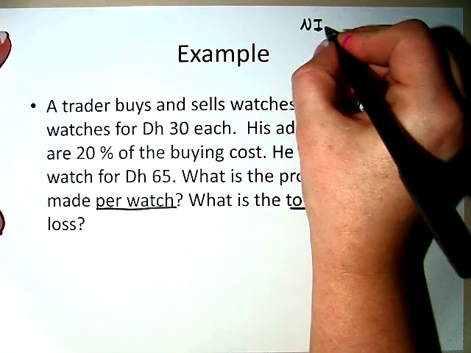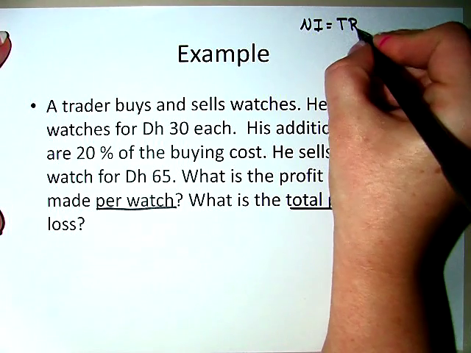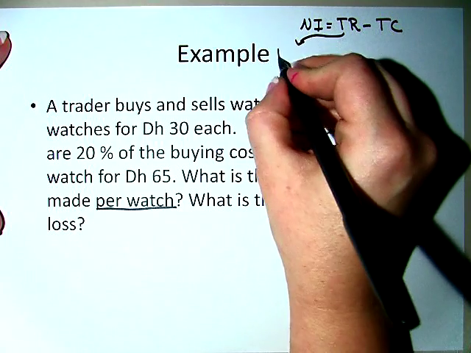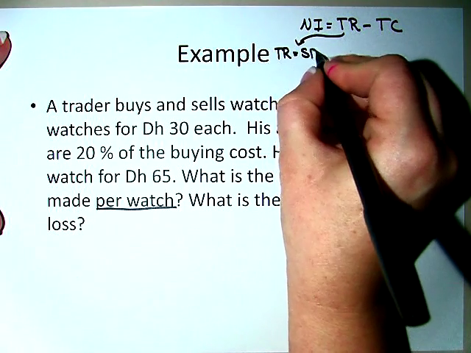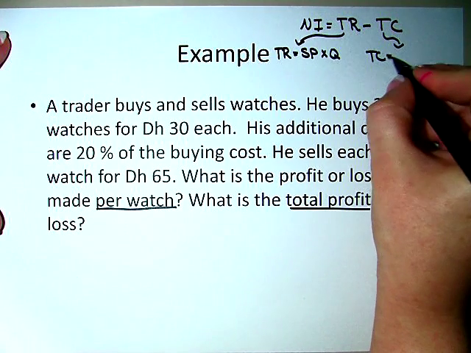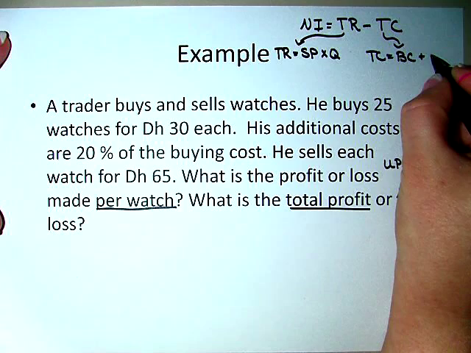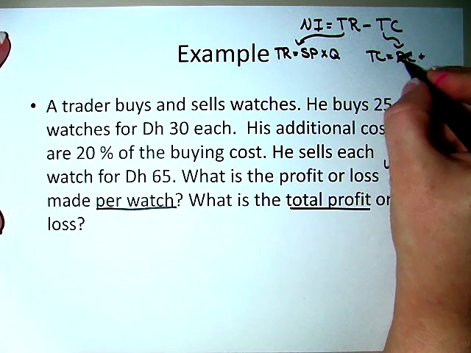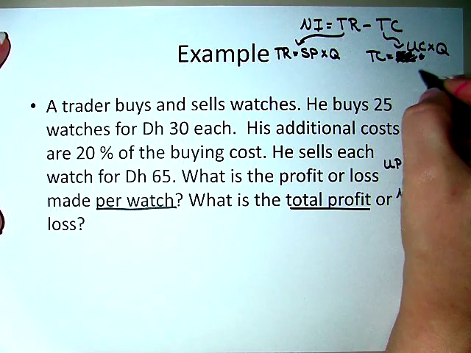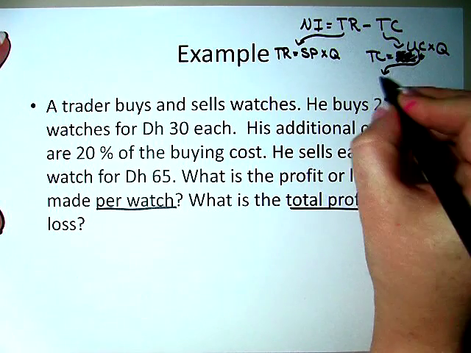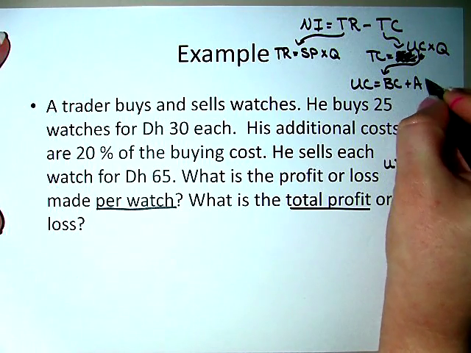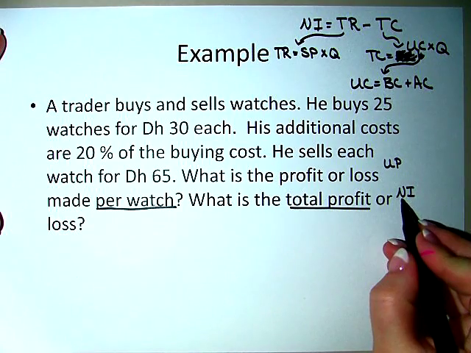Net income is the total revenue minus the total cost. Just like the last time, the total revenue is the selling price multiplied by the quantity. The total cost is, my apologies, the unit cost times the quantity. And the unit cost is the buying cost plus the additional cost. Now that's for net income.